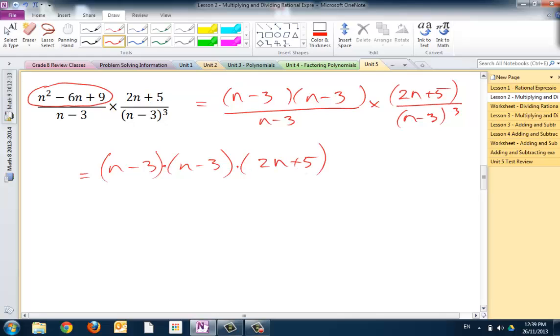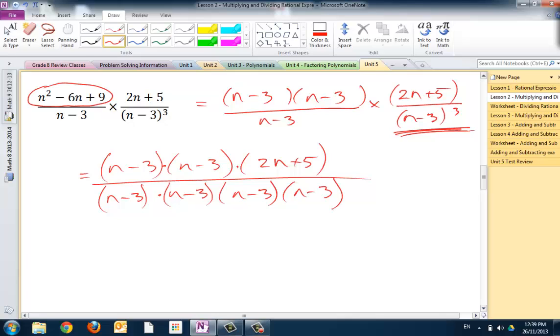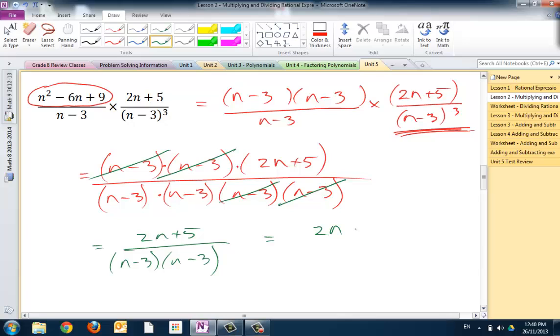Remember, that's just multiplication inside all of those. And n minus 3 times this n minus 3 cubed is just going to be n minus 3 written out 3 times. And I can do my simplifying where I'm taking out the entire terms, or probably the entire binomials, and I'm left with 2n plus 5 over n minus 3 times n minus 3. If you wanted to, you could write that as 2n plus 5 over n minus 3 squared.